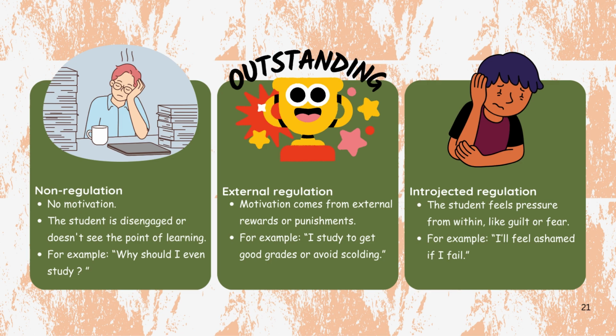So the third one is introjected regulation. The motivation is internal but comes from pressure such as guilt or fear. For example, I will feel ashamed if I fail. These types of motivation are less sustainable because they are based on pressure, not genuine interests.